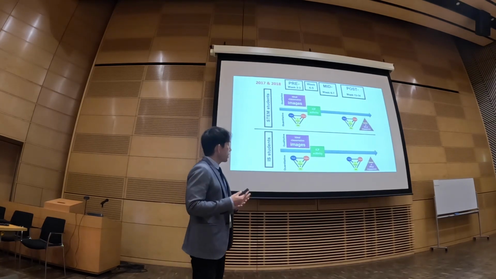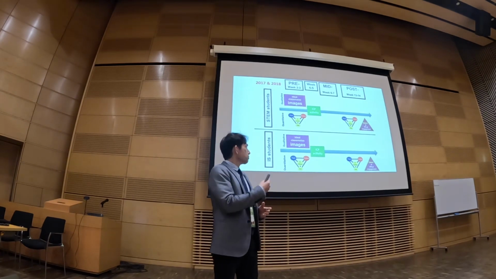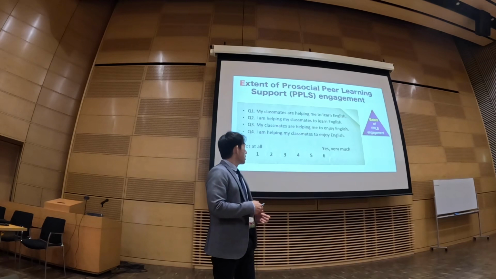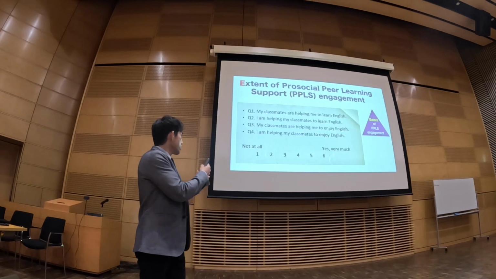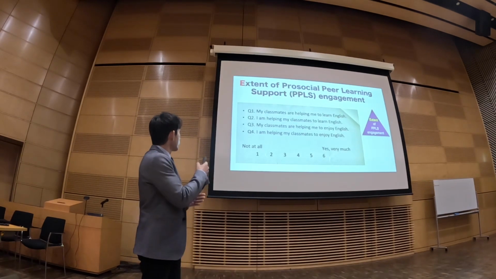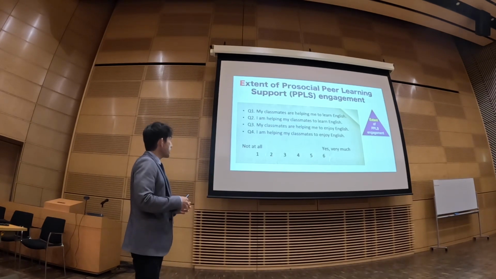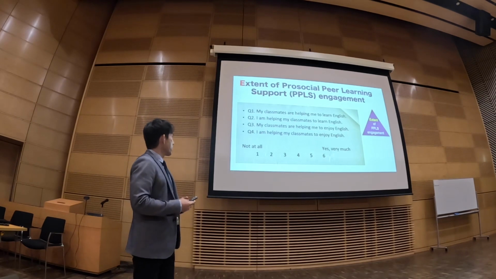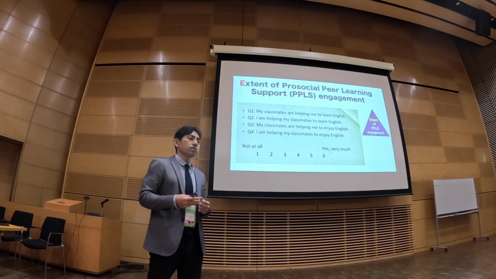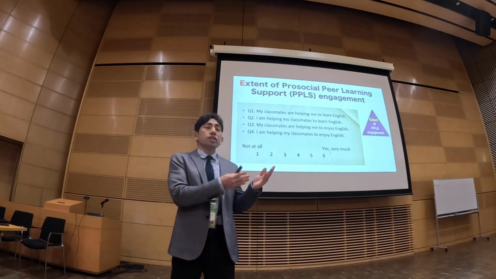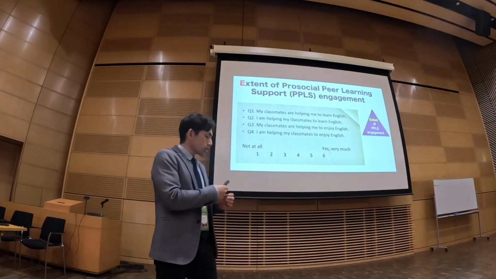Also, at the end of the semester, we measured quantitatively the extent of pro-social peer learning support engagement. To measure that quantitatively, we asked these 4 six-point Likert scale questions. Question 1, my classmates are helping me to learn English. 2, I'm helping my classmates to learn English. 3, my classmates are helping me to enjoy English. 4, I'm helping my classmates to enjoy English. 1 is not at all, 6 means yes, very much. Students were asked to answer with one of the numbers.